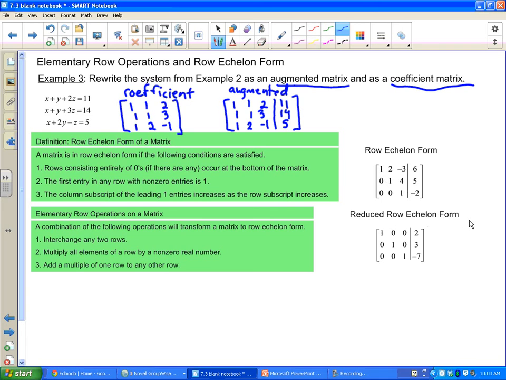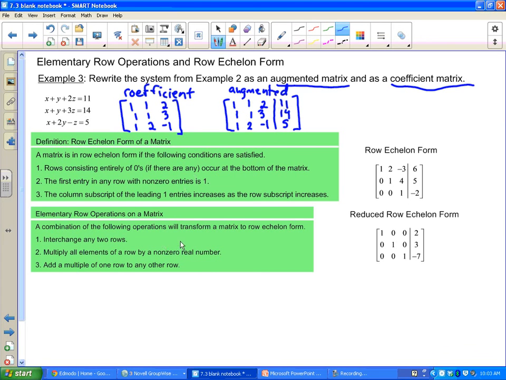Reduced row echelon form takes it a step farther. We still have the diagonal of 1, and we have these zeros here, but we also have zeros above the diagonal. So that's reduced row echelon form. Depending on what question they ask us, these are our two options that we're trying to get to. And the way we can do that is we're going to take our augmented matrix for our system and perform row operations on it.